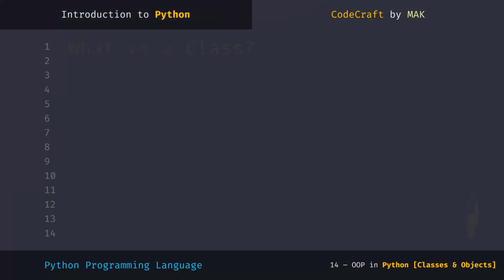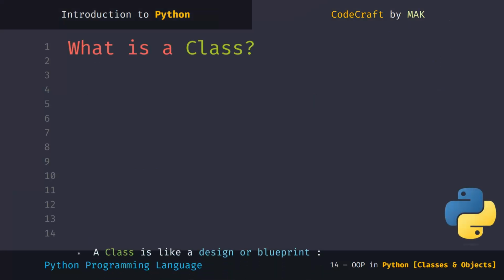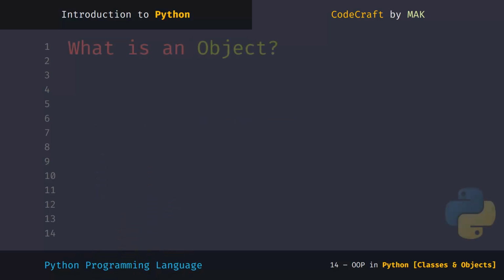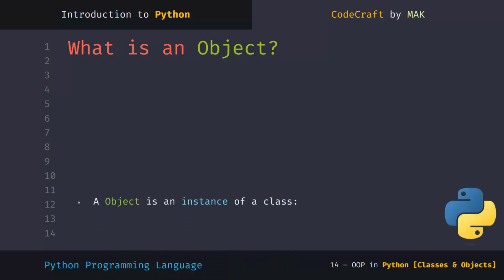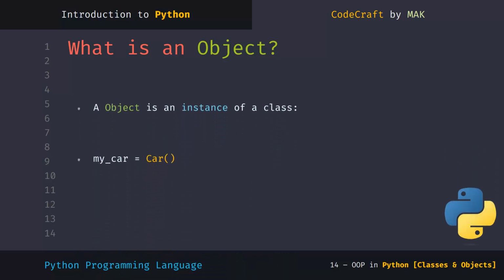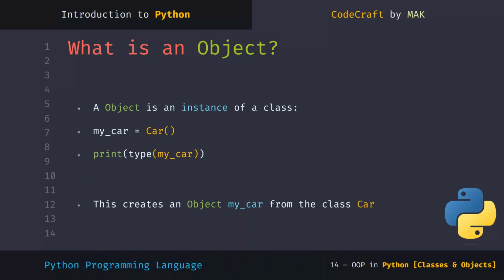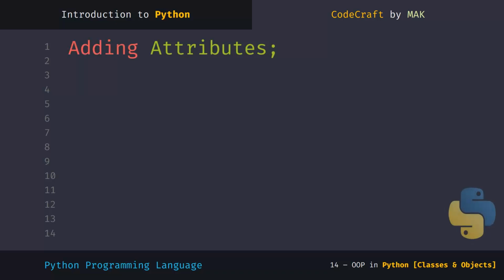Now, what is a class? A class is like a design or a blueprint. For example, class Car: pass. Here, Car is a class. And what is an object? An object is an instance of a class. For example, my_car = Car(), print(type(my_car)). Now, this creates an object my_car from the class Car.